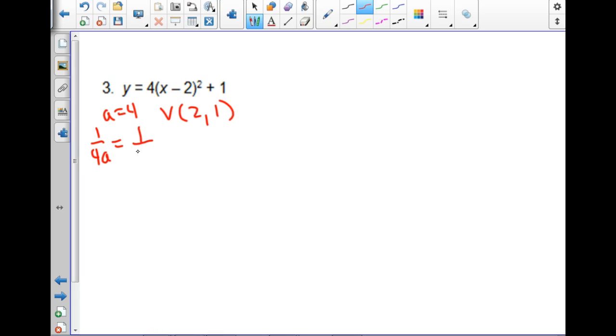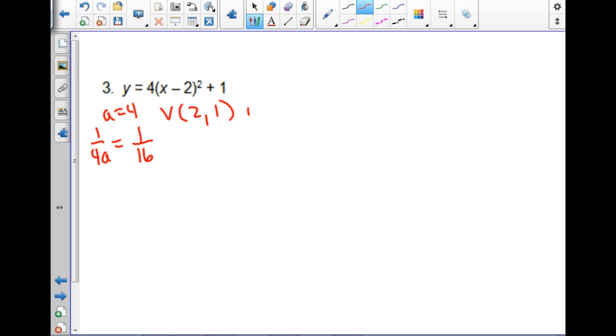Now I need you to remember, in what I saw as mistakes in the past, students think they're doing 1/4 times a. So if you're typing that and you're getting 1, that's wrong. It's 1 divided by 4 times the a value. Do not do 1/4 times a. It is 1 on top and 4 times the a value on the bottom. So 1/16 is the value of 1 over 4a for this problem.